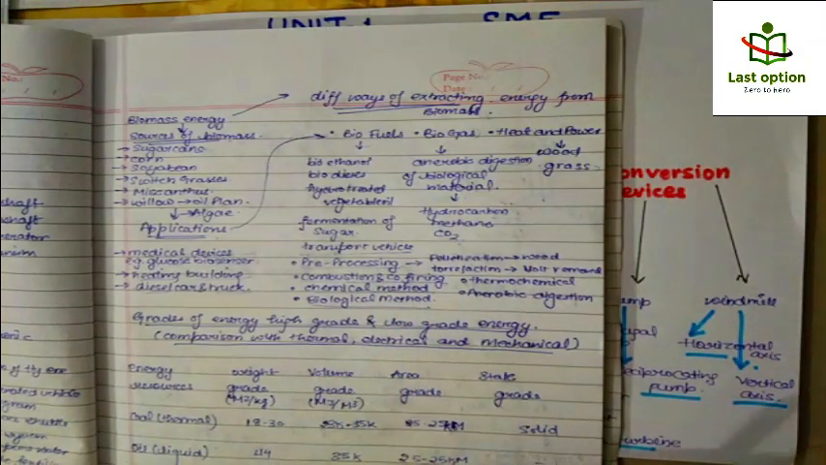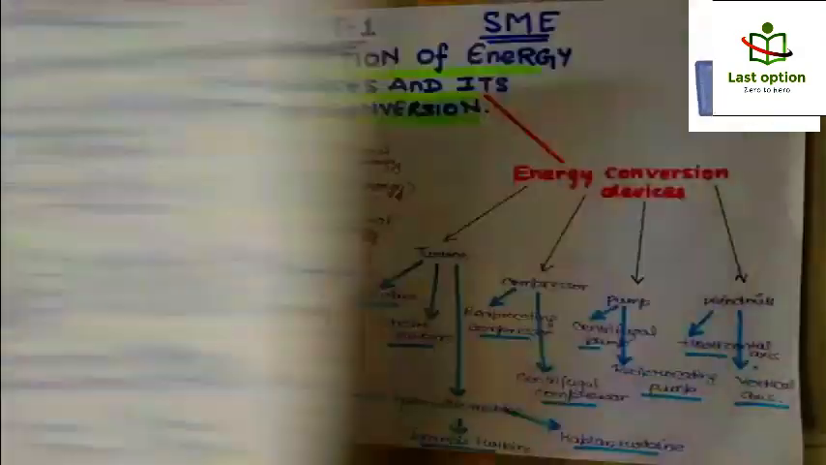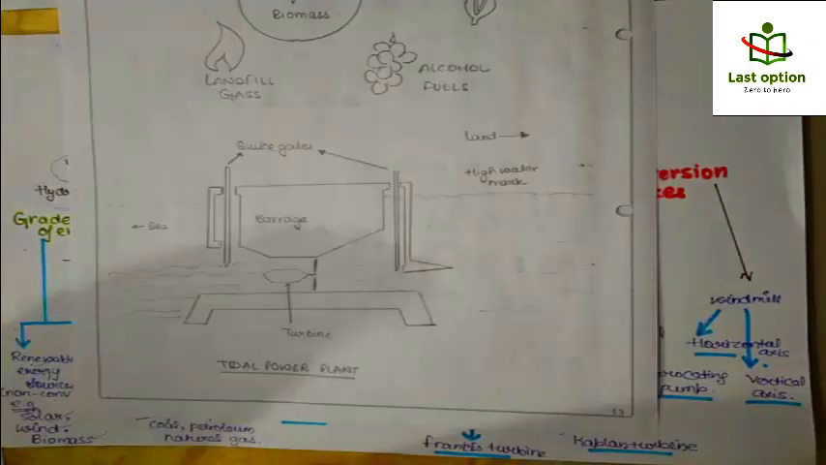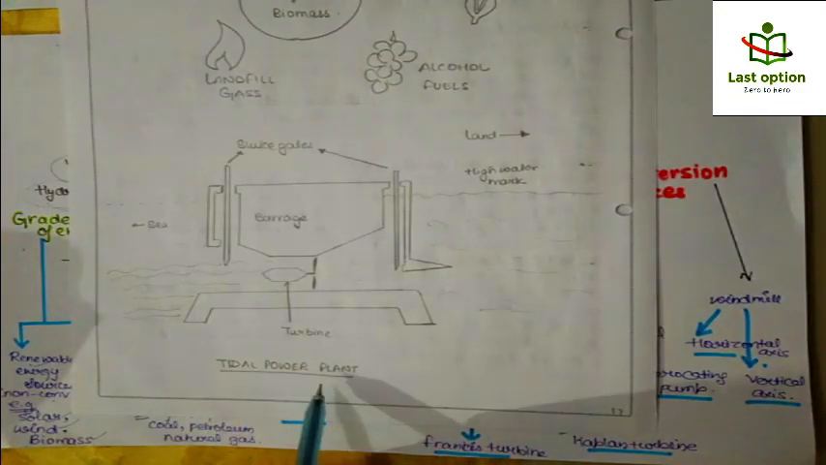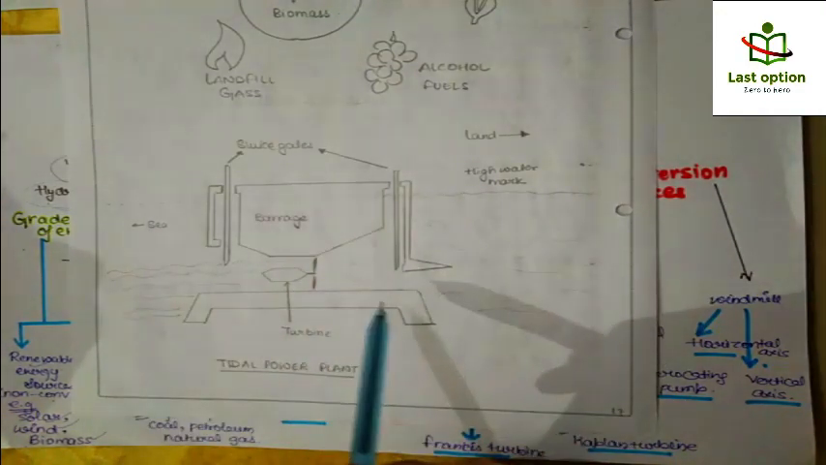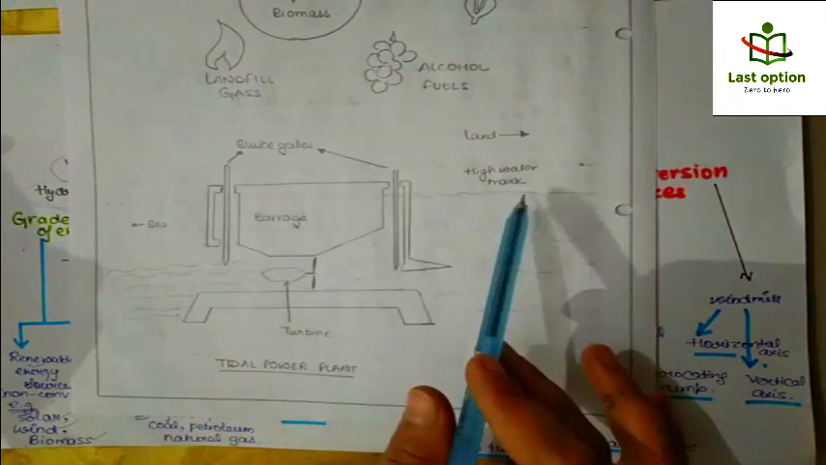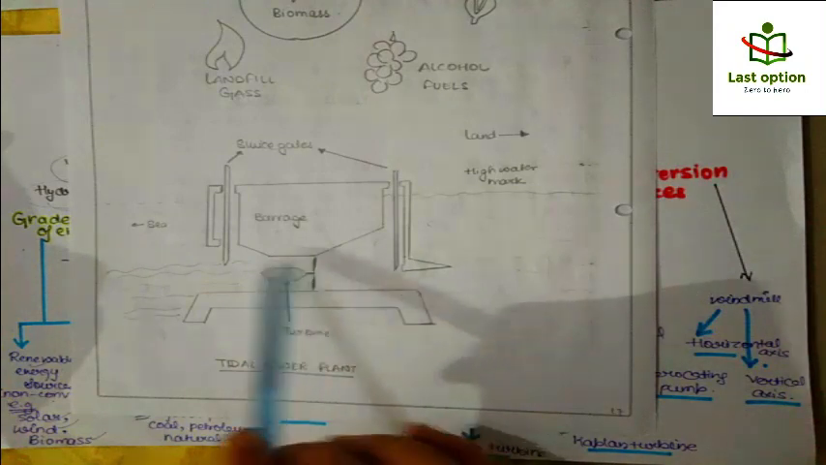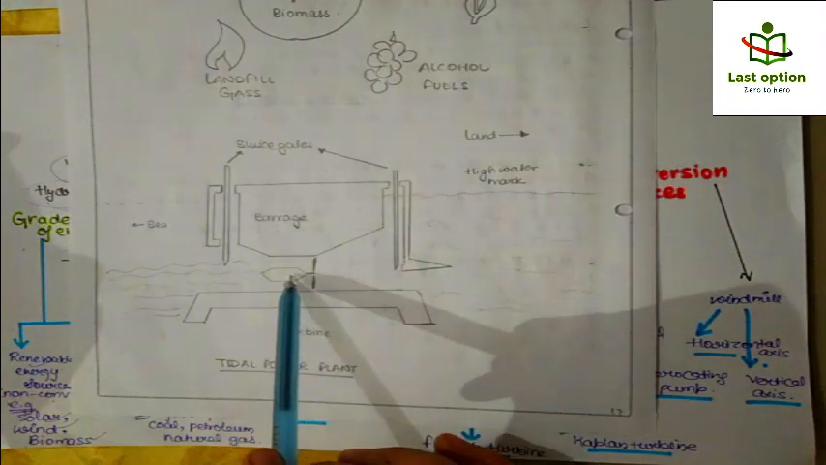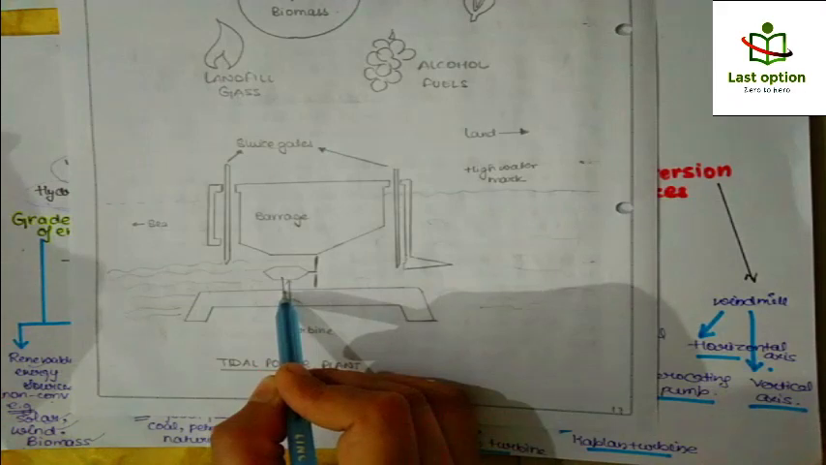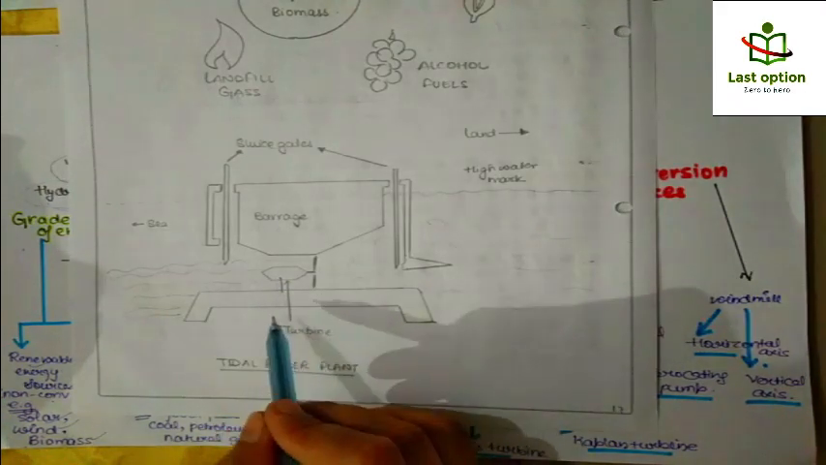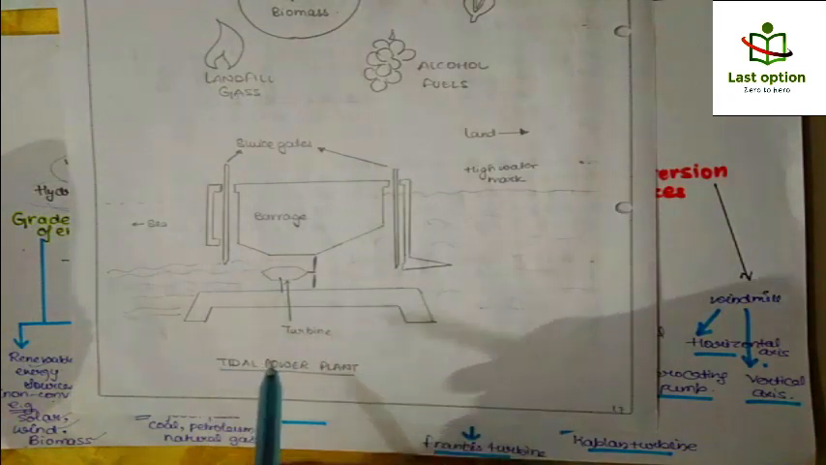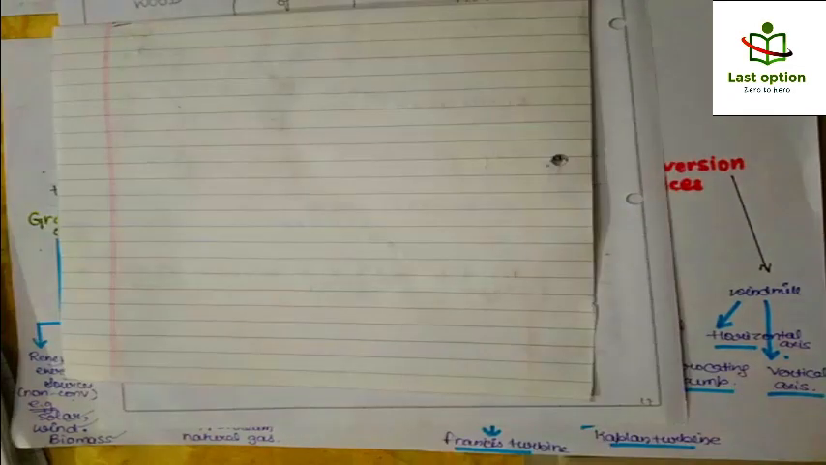So let's move towards the next energy that we have to study, which is tidal energy. This is a tidal power plant, and you can see the high water mark, sluice gates, barrage, and the turbine. The turbine rotates, and it is connected to a generator that generates electricity. Let me explain why tides occur.